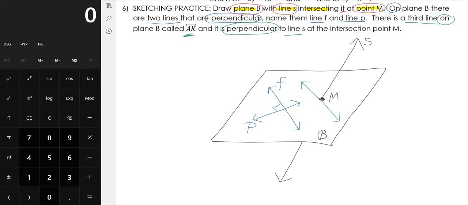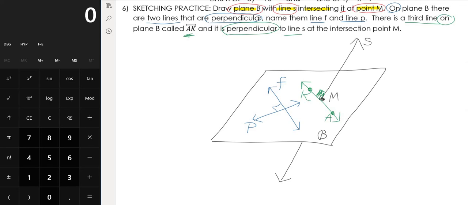Here's my new line. It's intersecting with line S, and at the intersection I'm going to put a little right angle to show that it's perpendicular. Now I need to name this line appropriately. They said to call it line AK. So that means I need to have 2 points on the line, one called A, one called K. Doesn't matter where. So maybe I'll put one here, A, and then I'll put another one here, K. But again, it doesn't matter where I put those 2 points on the line, as long as they're somewhere on there.